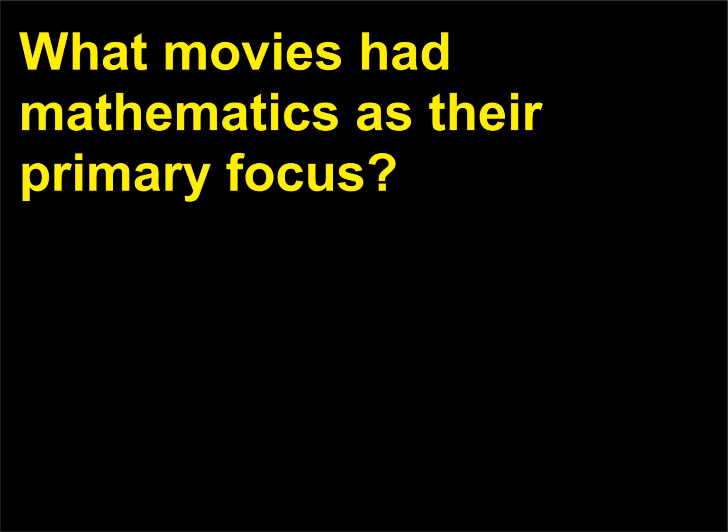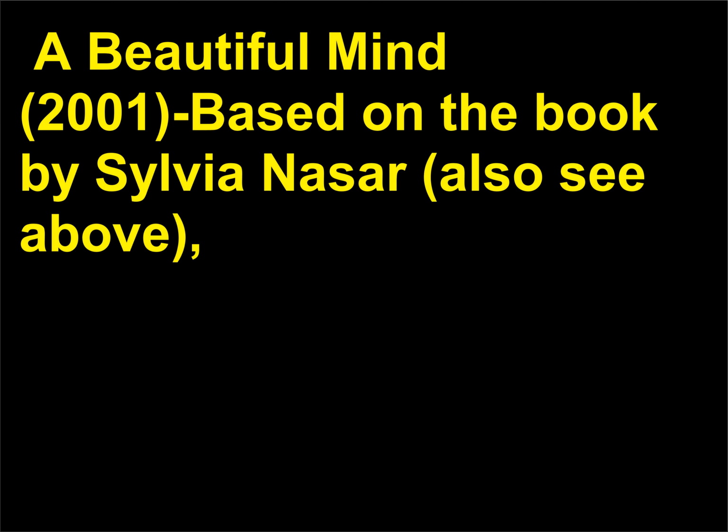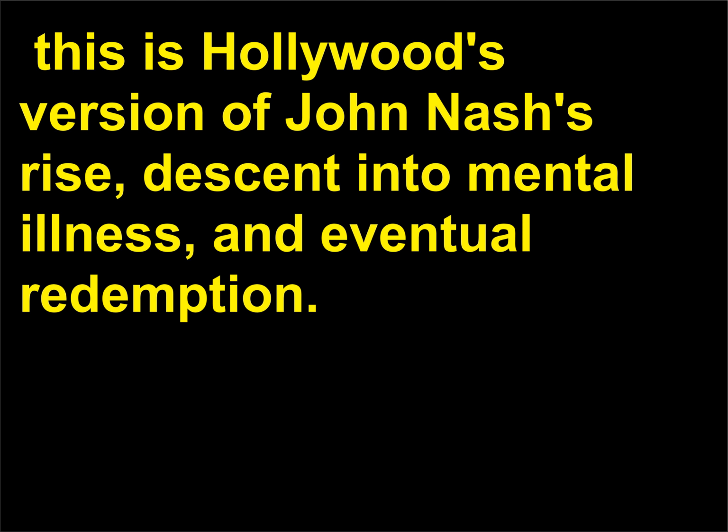What movies had mathematics as their primary focus? The following 3 movies were either about mathematicians or had a dominant mathematical theme. A Beautiful Mind, 2001, based on the book by Sylvia Nasar, also see above. This is Hollywood's version of John Nash's rise, descent into mental illness, and eventual redemption. Directed by Ron Howard, it stars Russell Crowe and Ed Harris.